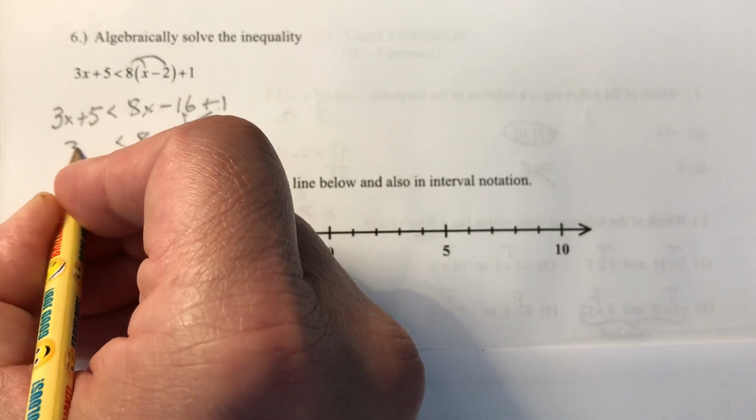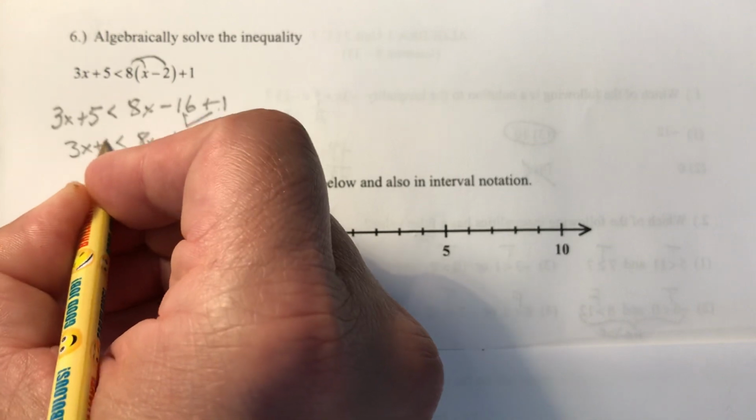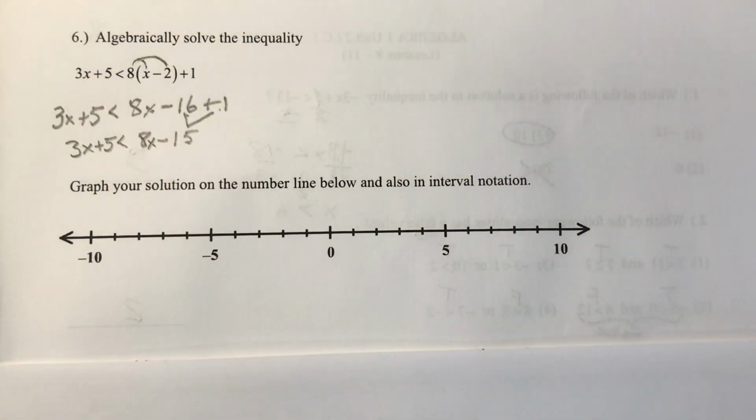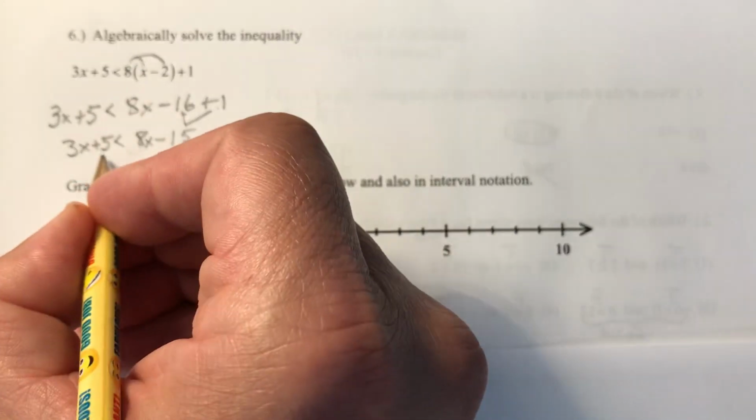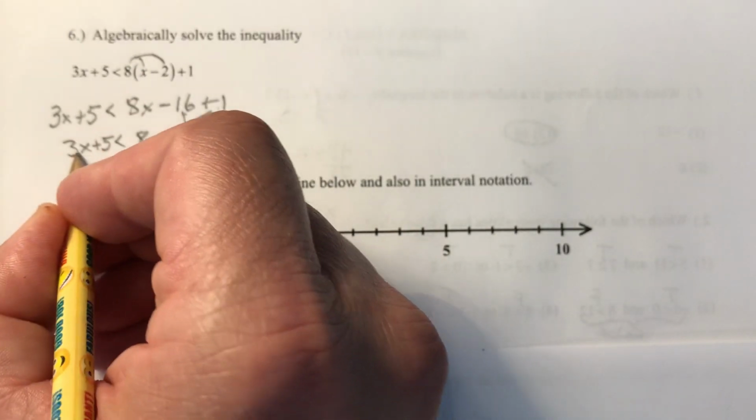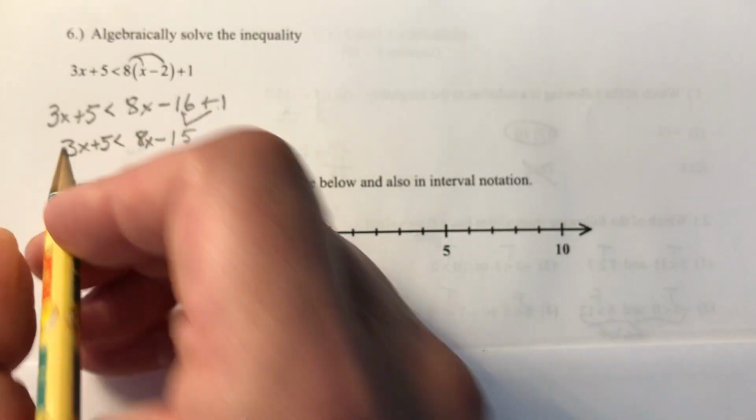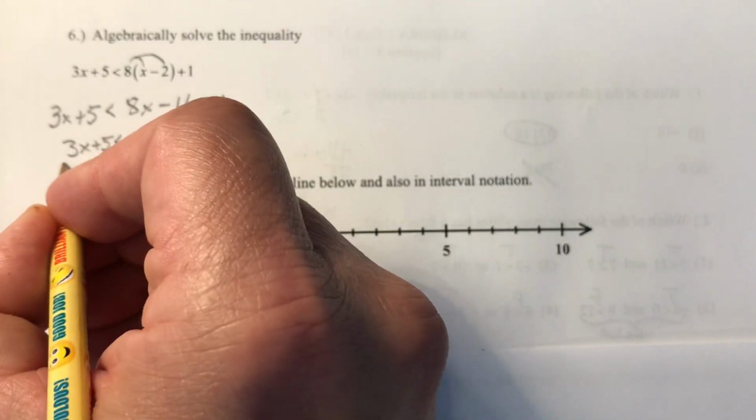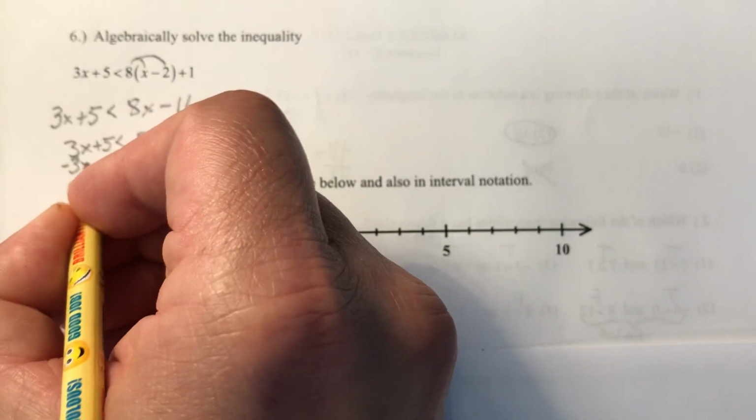And then 3x plus 5. I'm running out of room quick. You probably are too. I'm going to take all my x's. I always like to get them on the one side first. I'm going to choose to move the smaller value of x's.